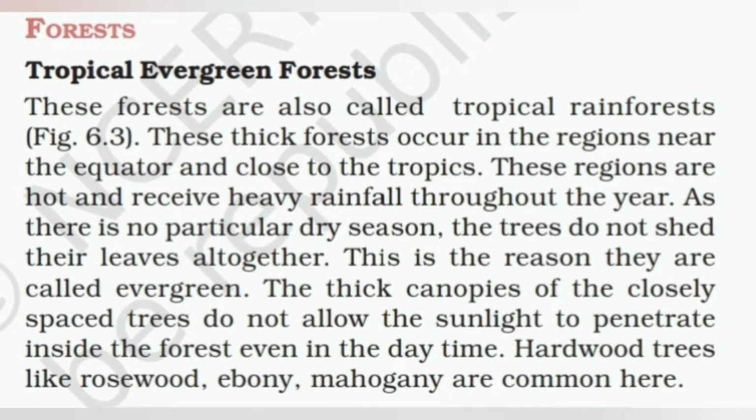Forests. Tropical evergreen forests. These forests are also called tropical rainforests. These thick forests occur in the region near the equator and close to the tropics. These regions are hot and receive heavy rainfall throughout the year. As there is no particular dry season, the trees do not shed their leaves altogether. This is the reason they are called evergreen.